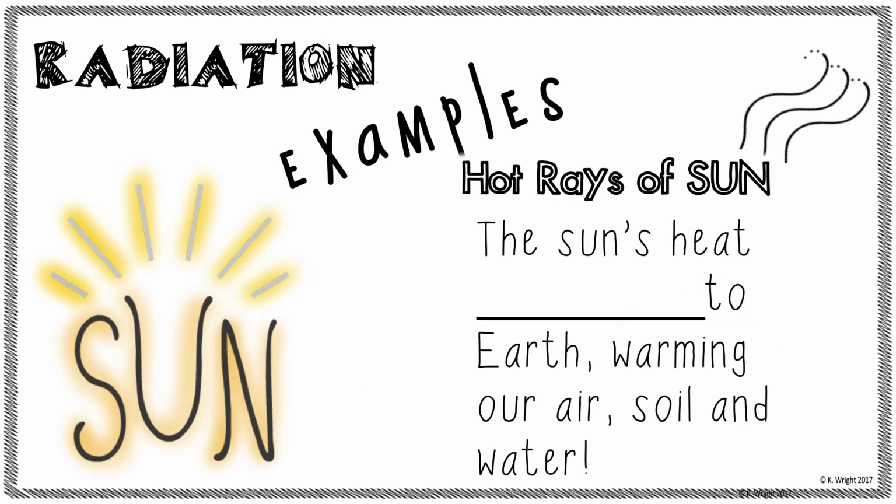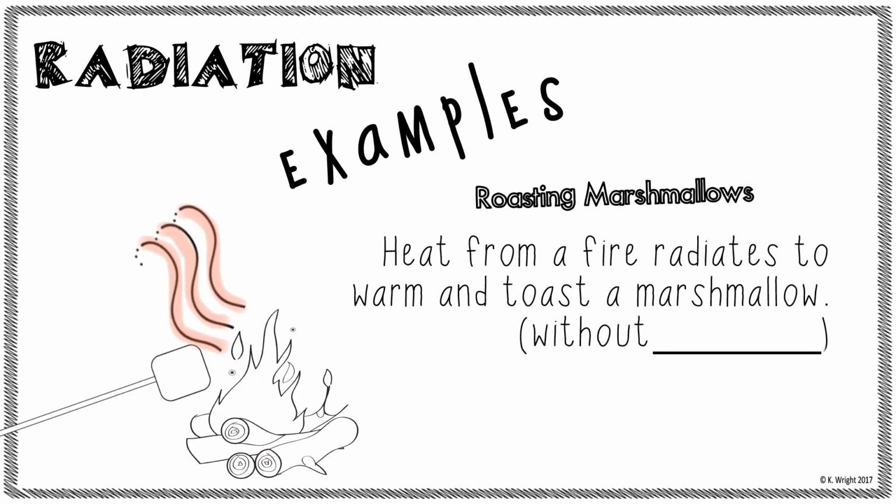An example of radiation that you are most familiar with is the hot rays of the sun. The sun's heat radiates to the earth. It warms our air, our soil, our water, even us when we're standing out in the sun and you get warm. Another fun example is roasting marshmallows. The heat from the fire radiates, it warms up the air, and it toasts the marshmallow without touching it. If you put your marshmallow in the flame, you are doing conduction, not radiation. When you hold it right above it, you're experiencing radiation.